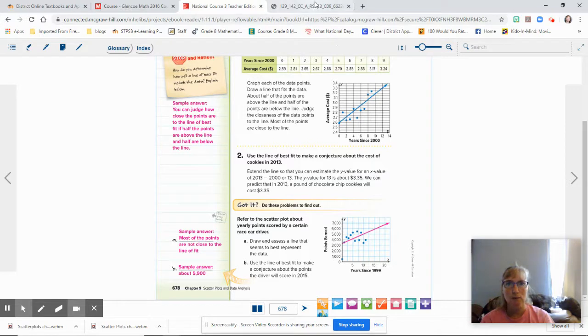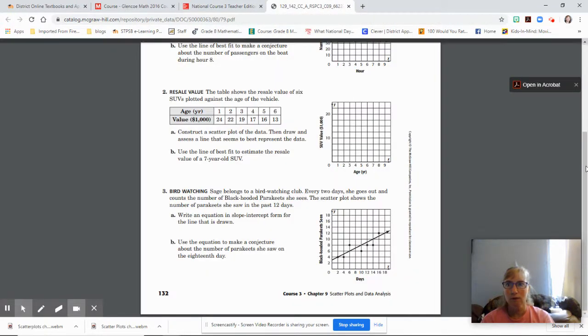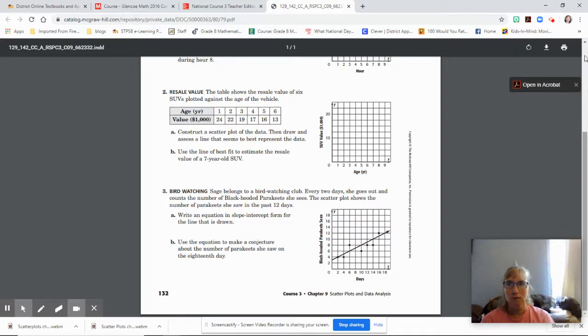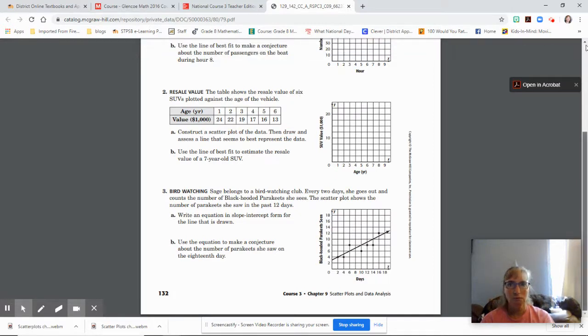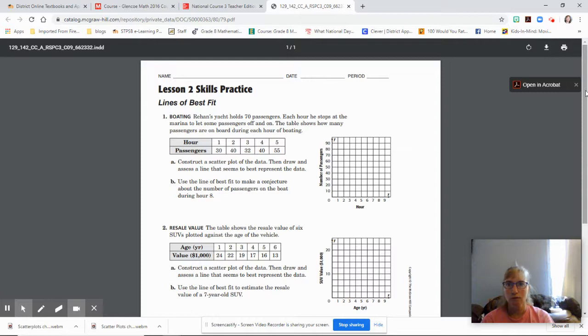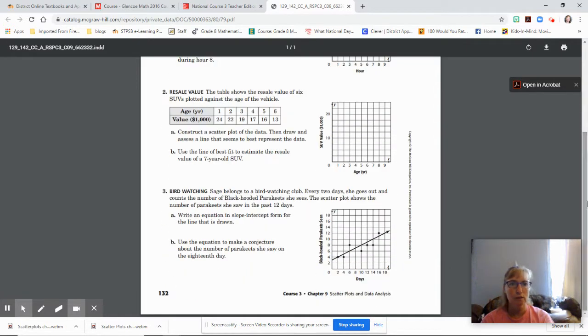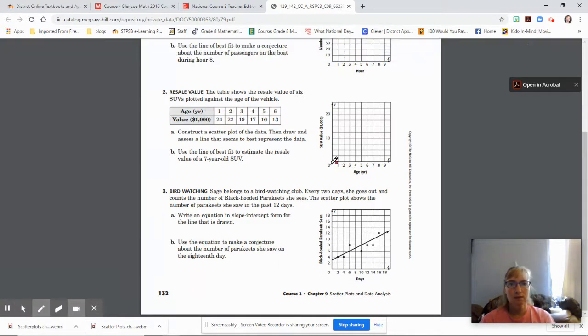Okay, now we're going to move to our worksheet, the skills practice for lesson 2. We're going to work on questions 2 and 3. I don't know if we'll get through both of them. I might have to do a second video for this as well. We are actually going to graph these, since it gives us our graph and I don't have to draw one, I just have to put points.